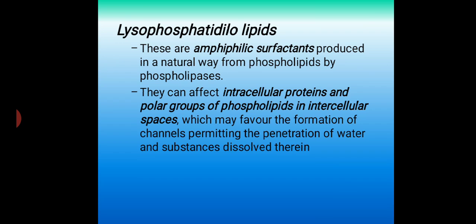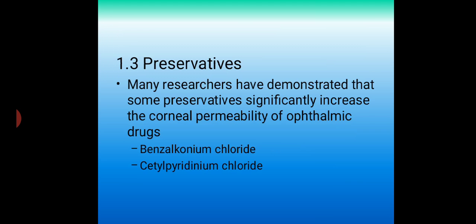Then the next one is the lysophosphatidyl lipids. They are also amphiphilic surfactants. How do they work? They affect the intercellular proteins and the polar groups of the phospholipids in the intercellular space by forming certain channels, permitting the penetration of water and substances through these channels. So the lysophosphatidyl lipids work by affecting the proteins of the membrane and the phospholipids of the membrane, thereby permeating the drug molecules or water through these pores.